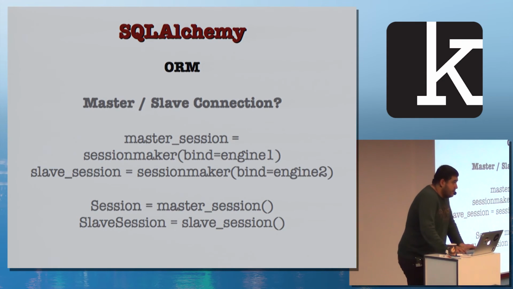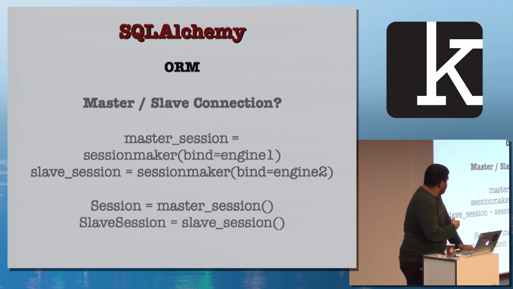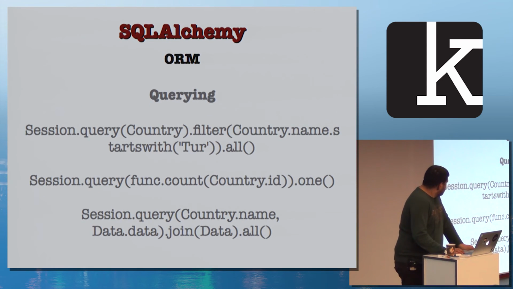It's that easy, actually. So when you want to create an object, you can use the master session. And when you want to just query, you can use the slave session. Like this. For example, in the first query, we want to list all the countries of which names start with Turk. Or we can just find the count of all the countries in the table. SQLAlchemy also has a count method. You can just say session.query and give it a country argument and then dot count.